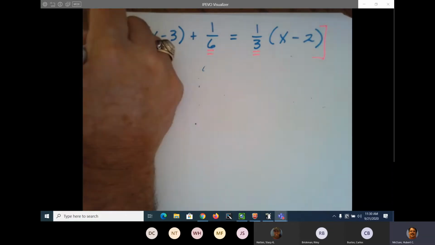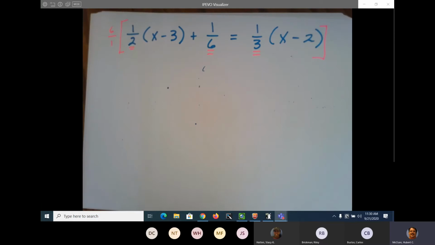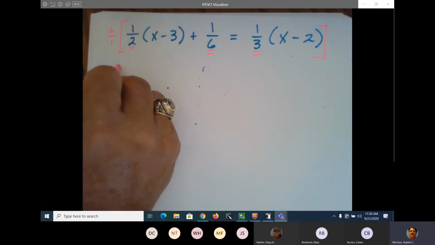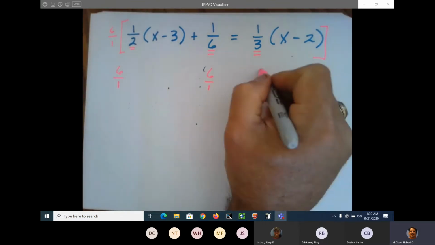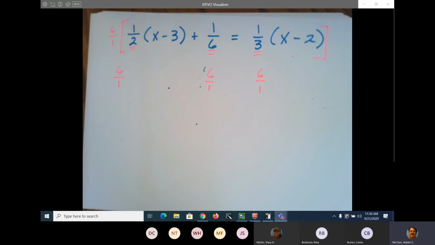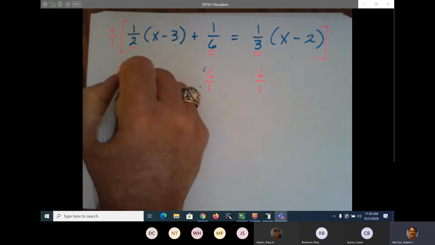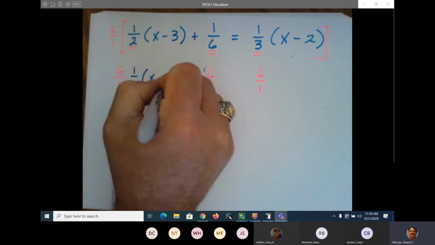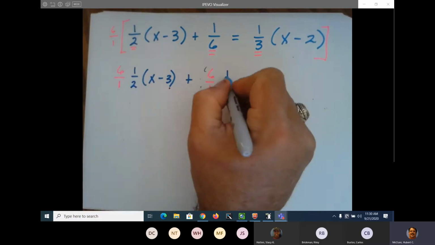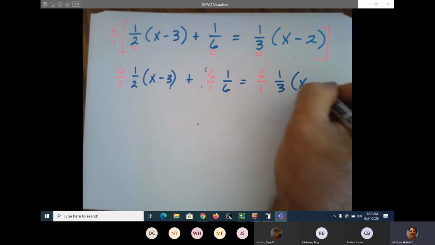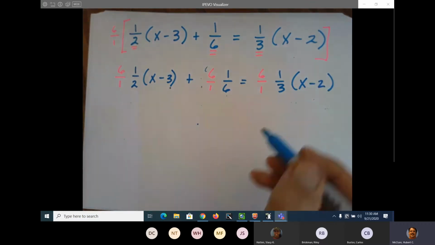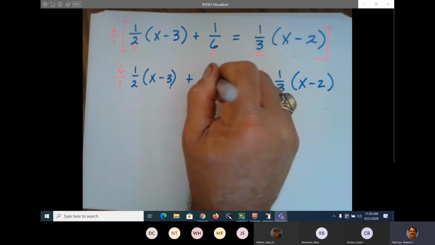So I'm going to multiply by 6 over 1. I'm going to put a baby step in here because some of you may need it. Some of you may not. Some of you probably invented this problem. 6 divided by 1. And now I'm going to write down my equation. 1/2 times x minus 3 plus 1/6 equals 1/3 times x minus 2. Now, of course, we're multiplying through by the common denominator.